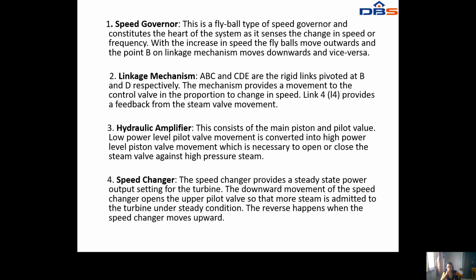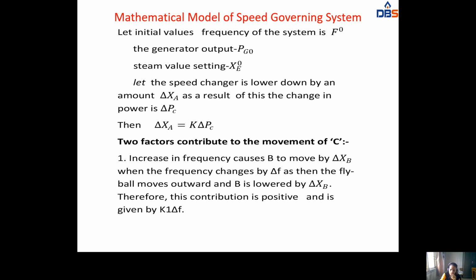And the speed changer. The speed changer provides a steady state power output setting for the turbine. The downward movement of the speed changer opens the upper pilot valve, so that more steam is admitted to the turbine under the steady state condition. The reverse happens when the speed changer moves upwards. Next, the mathematical model of the speed governing system.